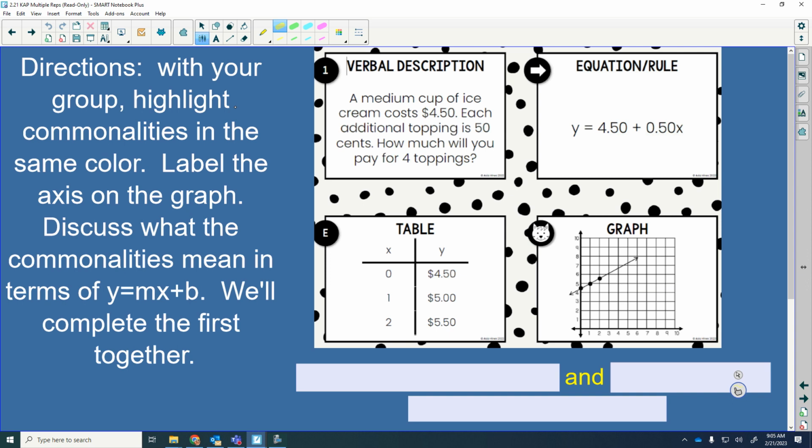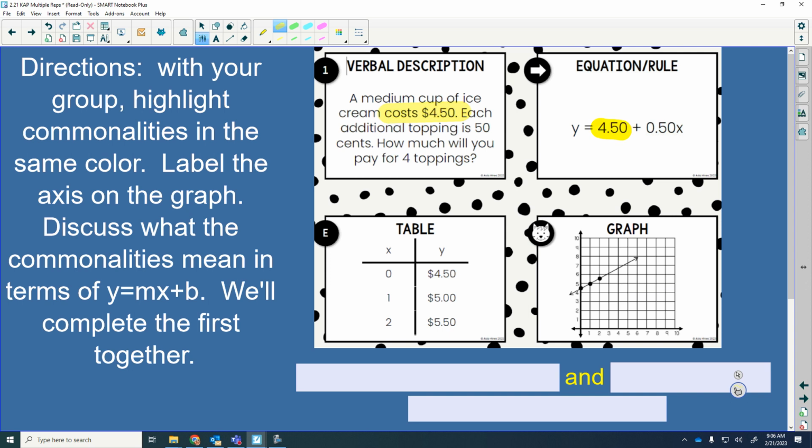Okay. And I'm going to read the story. A medium cup of ice cream costs $4.50. Each additional topping is 50 cents. How much will you pay for 4 toppings? So I'm going to highlight $4.50. Okay, so with just one color on your own paper, highlight $4.50. Now I want you to highlight $4.50 everywhere on every different representation.